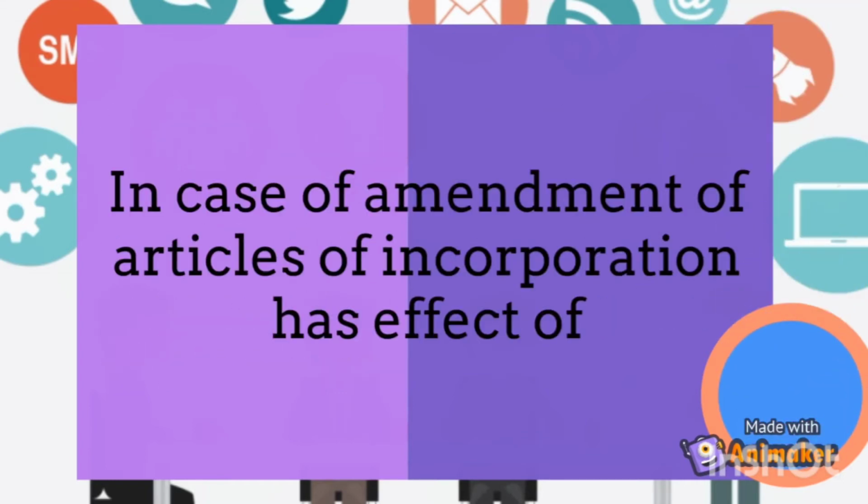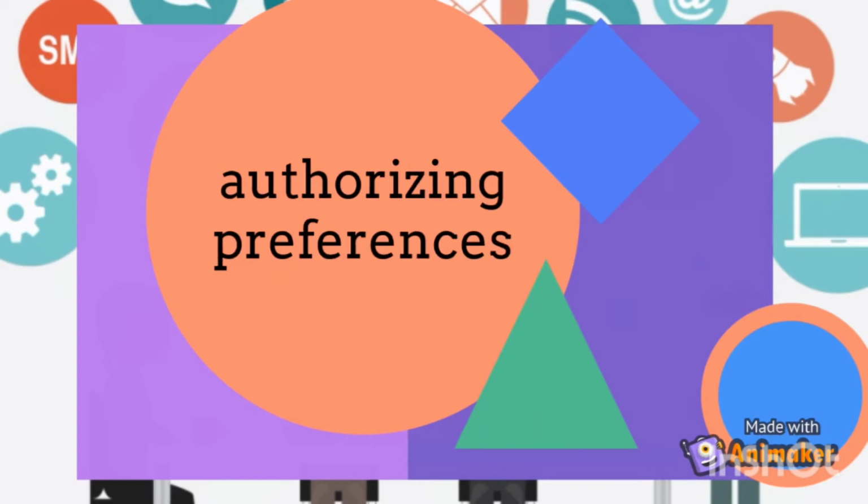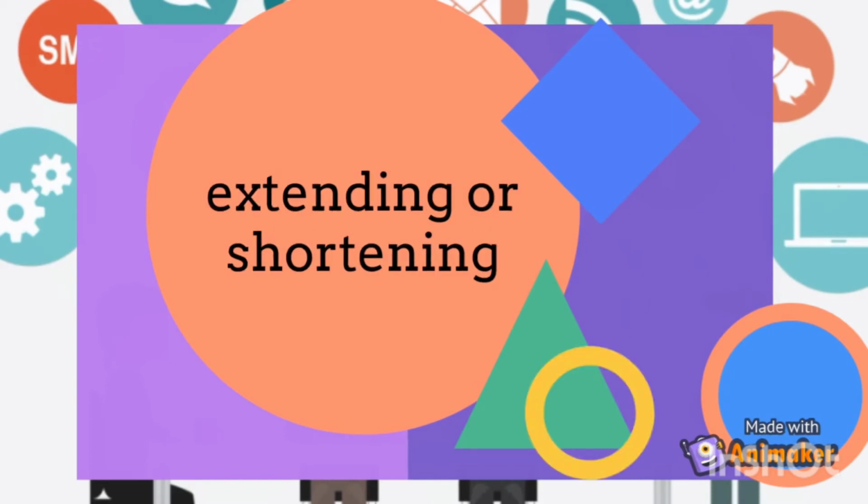1. In case any amendment to the Articles of Incorporation has the effect of changing or restricting the rights of any stockholders or class of shares, authorizing preferences in any respect superior to those of outstanding shares of any class, or extending or shortening the term of corporate existence.